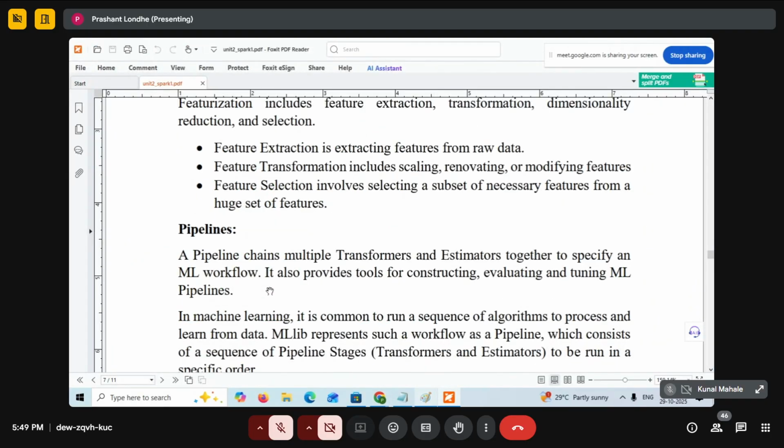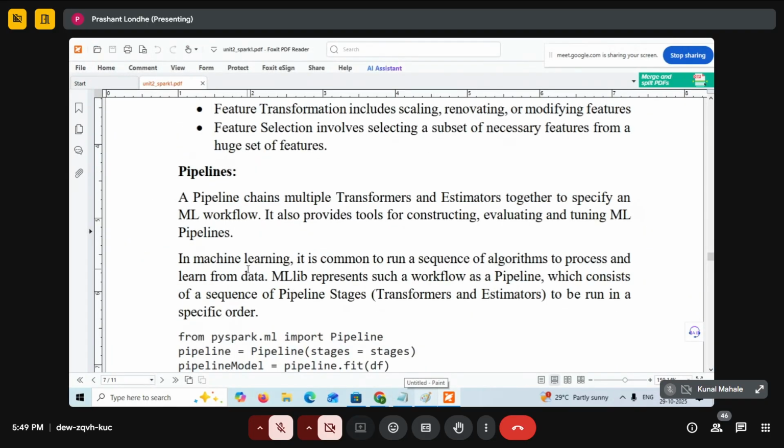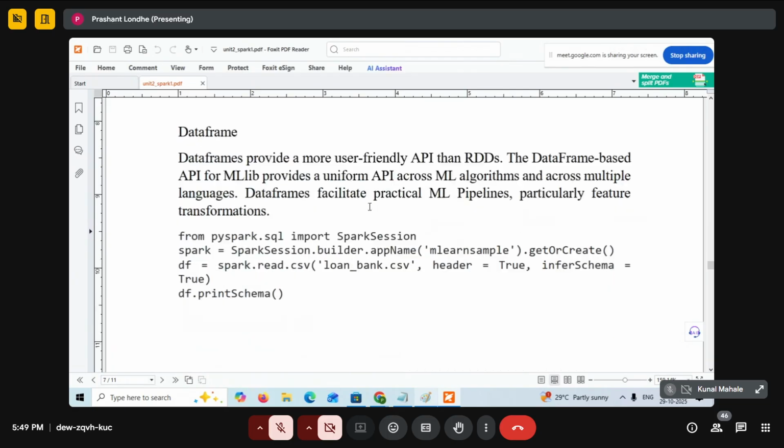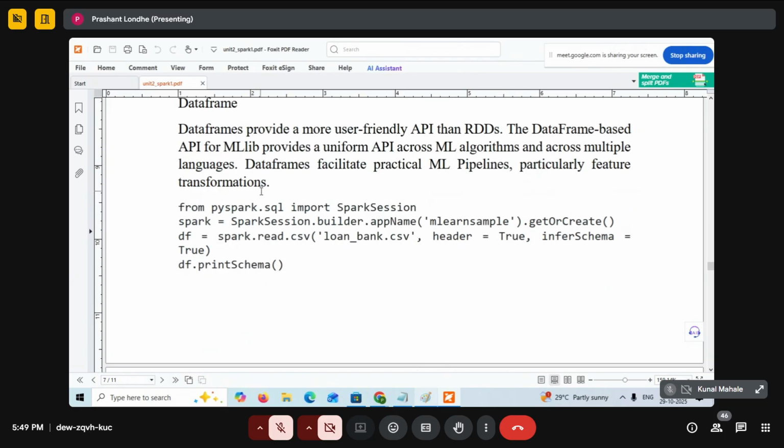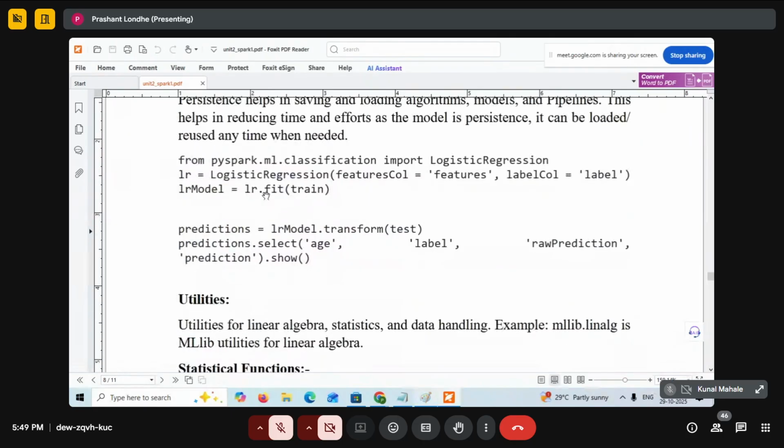The next concept is pipelines. It chains multiple transformers and estimators together to specify the ML workflow. It constructs, evaluates, and tunes the respective machine learning pipeline. We know that data frames are more user-friendly APIs than the RDD because they are well structured. Whether you are using machine learning applications or SQL applications, both times you will be using this data frame, or you have to convert your data into a data frame and then you can make use of it.